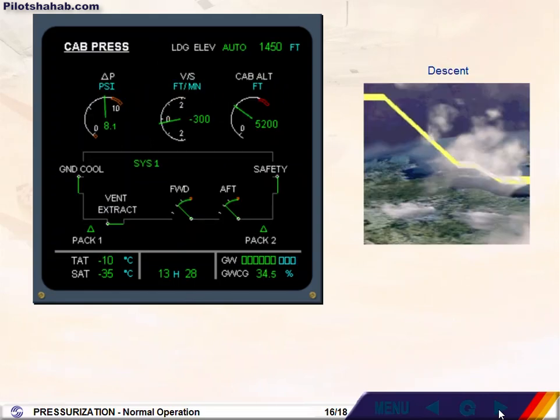During the descent phase, the pressure rate is optimized so that the cabin reaches landing field pressure just prior to landing. Note, for passenger comfort, the automatic function will limit the rate of cabin descent to a maximum of approximately 750 feet per minute.